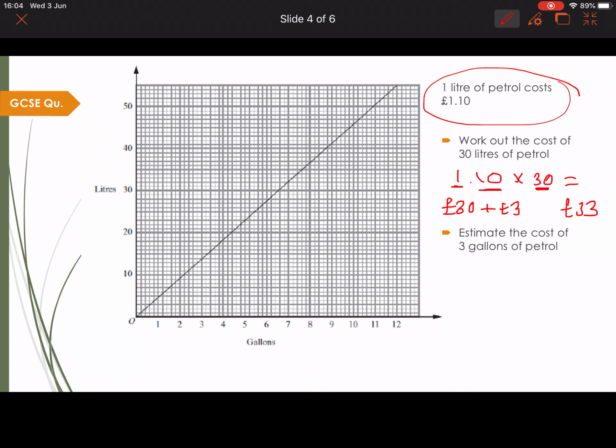The second question asks you to estimate the cost of 3 gallons of petrol. So here is my 3 along the gallons axis, and I need to go up to where it hits the line, and then I need to go across. And hopefully you can see that that comes out at about 14 litres of petrol. Again, anything between 13 and 15 would be accepted.